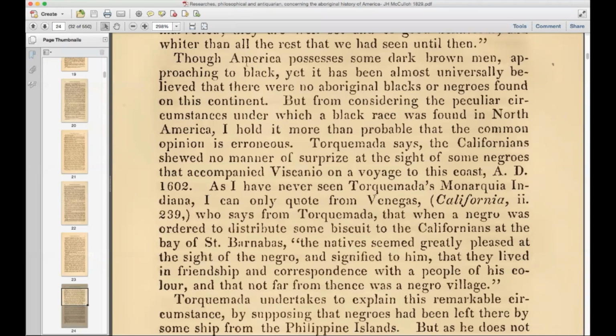So he says, though America possesses some dark brown men approaching to black, yet it has been almost universally believed that there were no aboriginal blacks or Negroes found on this continent. So that's the hijack that we grew up with, right? But from considering the peculiar circumstances under which a black race was found in North America, I hold it more than probable that the common opinion is erroneous. Torquemada says the Californians showed no manner of surprise at the sight of some Negroes that accompanied Vizcaino on a voyage to this coast in 1602.